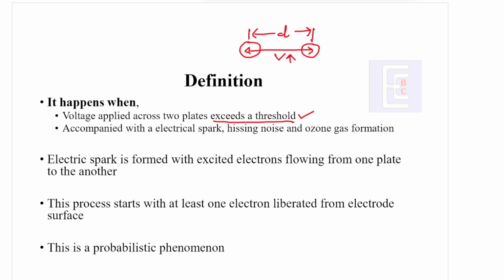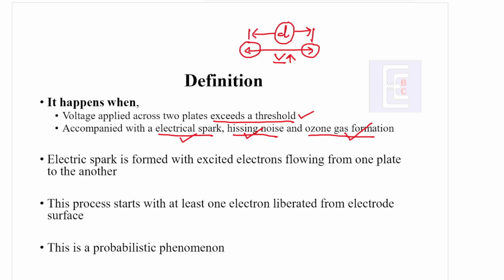So if we have two electrodes separated by a gap distance D, with a potential difference V between them, and we keep increasing the potential difference, at one point of time a threshold will be exceeded. The two electrodes cannot withstand that exceeded potential difference. At that time, an electrical spark will be observed, accompanied by a hissing noise, and of course ozone gas formation. One we will see as an electrical spark, another we will hear as a hissing noise, and chemically ozone gas will be formed.